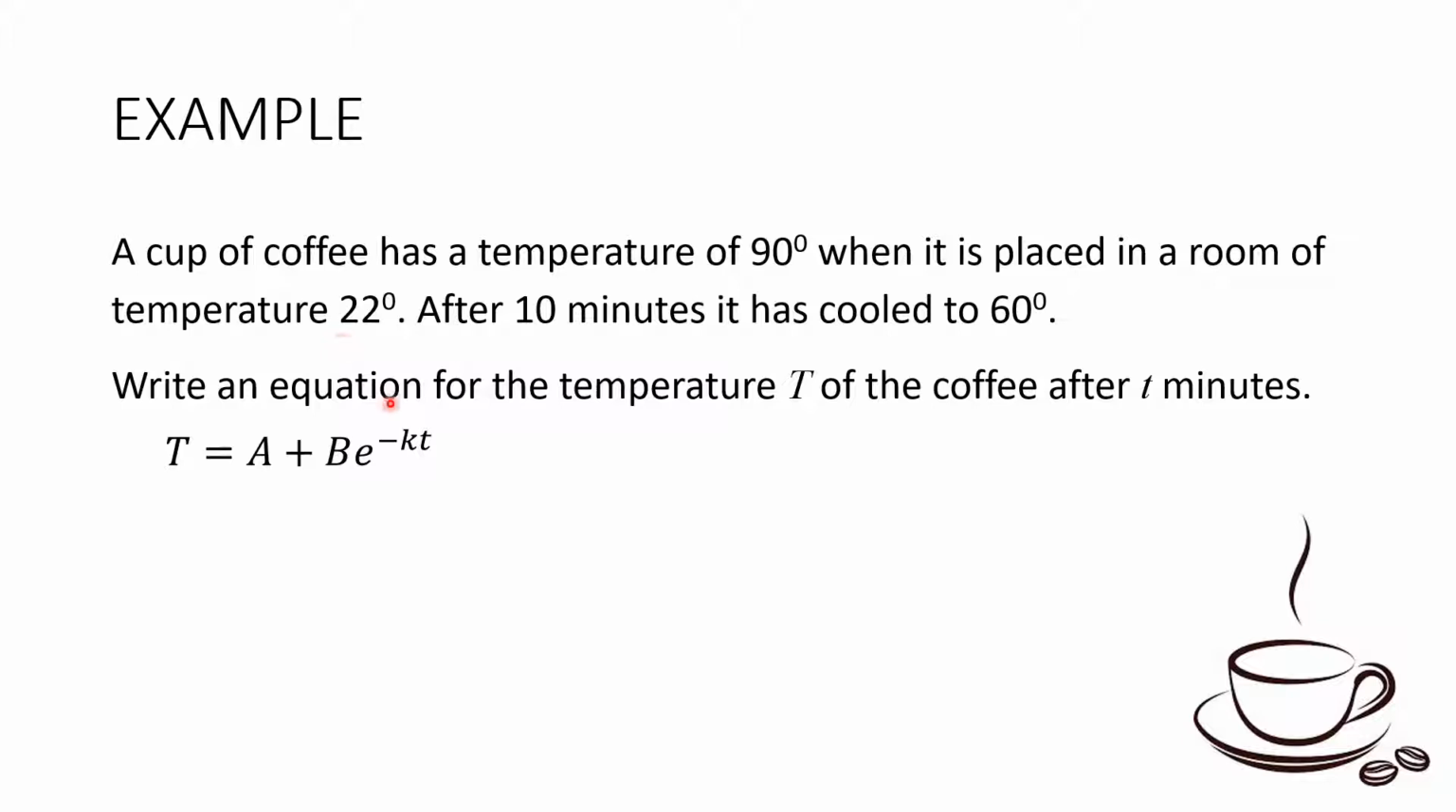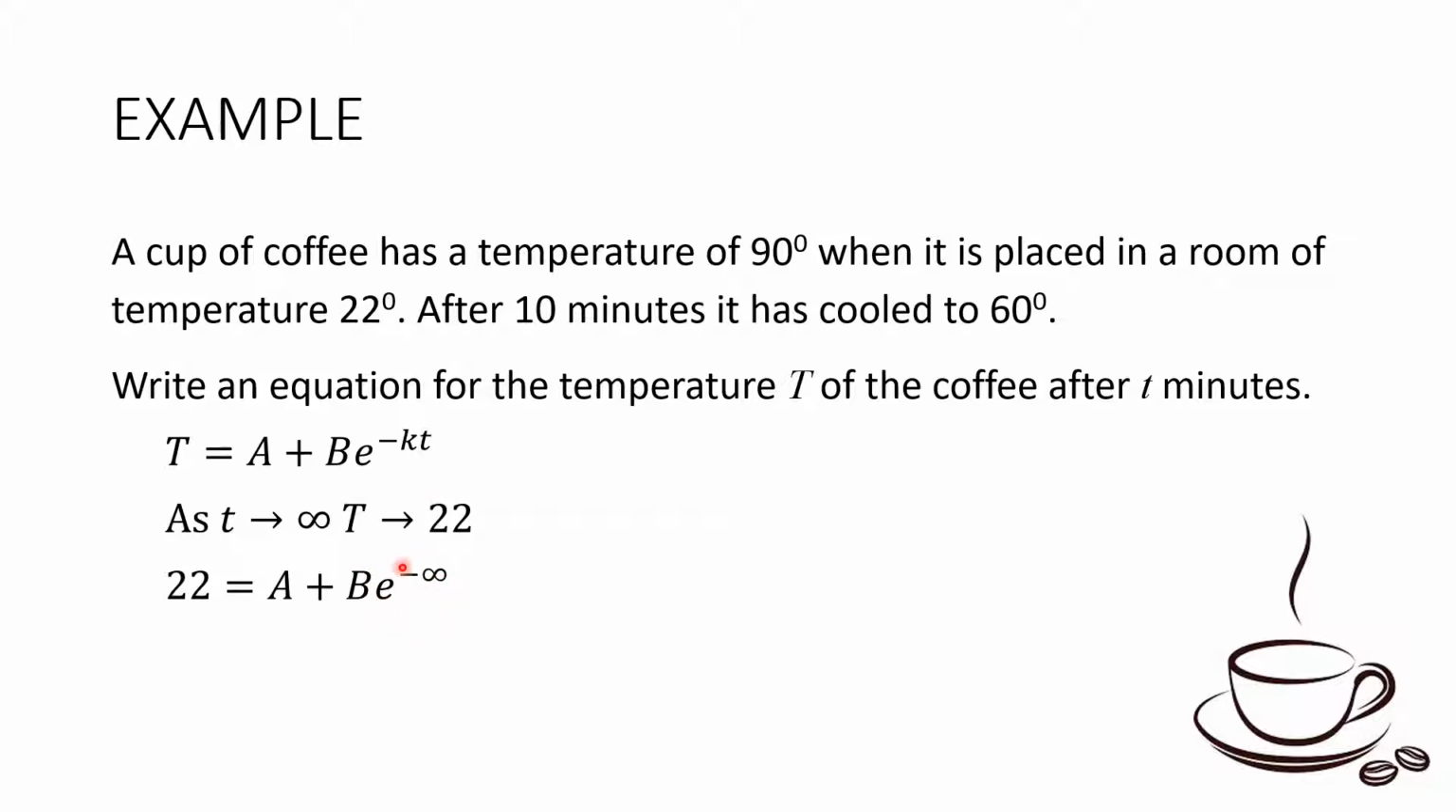So as time tends towards infinity, the temperature of the coffee is going to tend towards 22. So I can write that like this. As time tends towards infinity, the temperature tends towards 22 degrees. Let's substitute that in. 22 is equal to A plus B e to the negative infinity. You can see how I haven't worried about the k because anything times infinity is infinity.